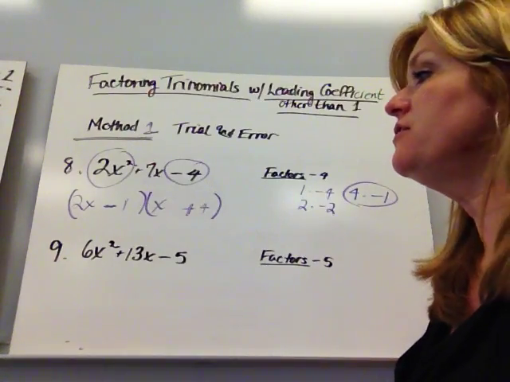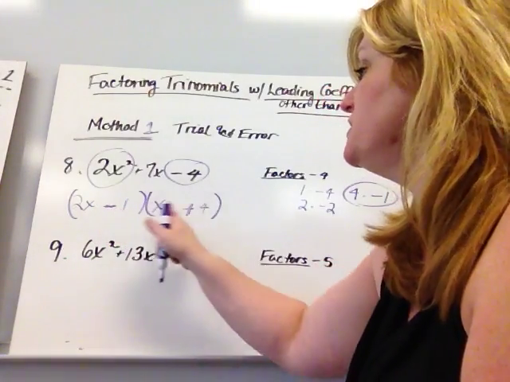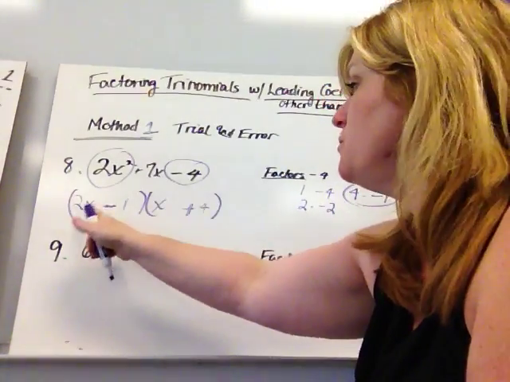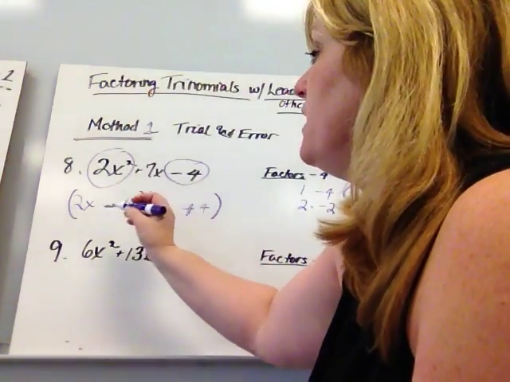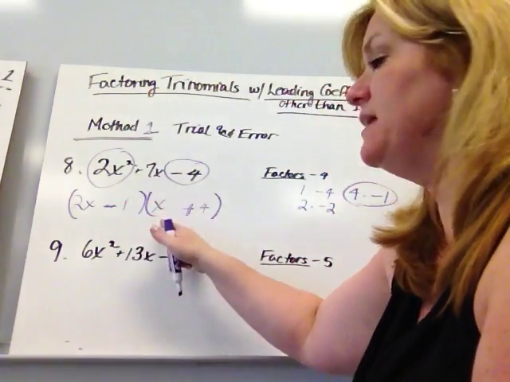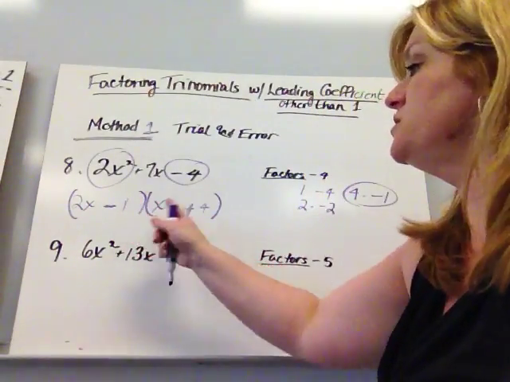And the other thing that's different than what we've done before is that you cannot switch that 1 and 4 around because that 2 has to be multiplied by the 4. You can't switch it around. So it has to be 2x minus 1 and x plus 4. You can switch these parentheses around if you want, but you cannot switch the numbers inside.